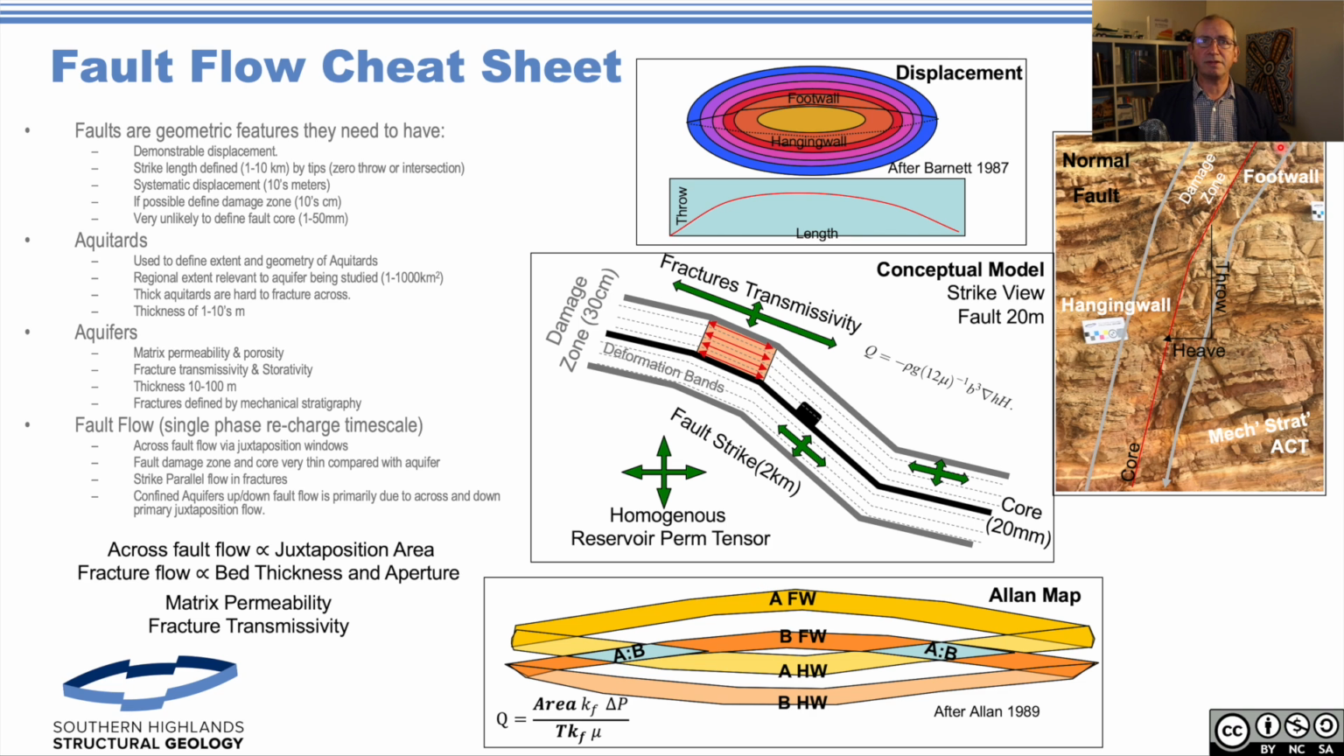Finally, just try and remember mechanical stratigraphy. This is the stuff under Canberra. We've got a pile of different mechanical stratigraphy. It gives us an idea about how we're going to get our fractures.